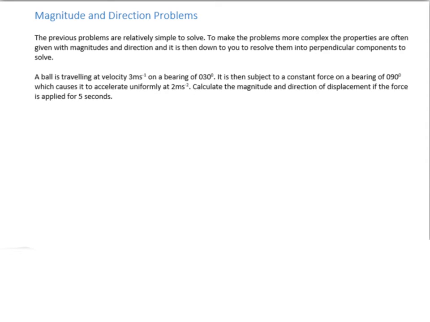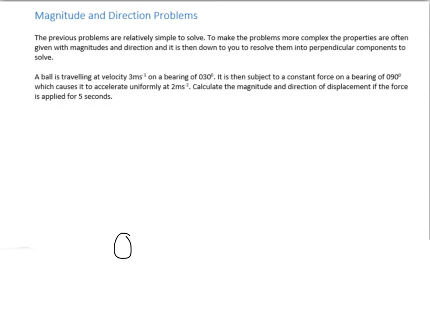So most of these you'll actually see you're given magnitude and direction problems. So what will happen is you'll say it's got a velocity in this direction at a bearing or an angle of this. So the key with these questions is always trying to draw a diagram so you know exactly what you're looking at. Okay, so we've got a ball. Let's draw a ball. And it's travelling at 3 meters per second on a bearing of 030.